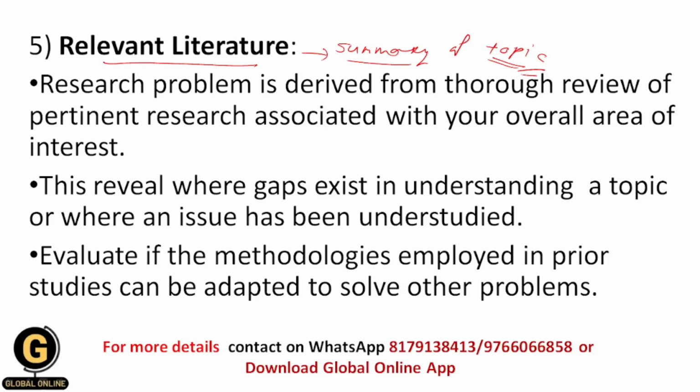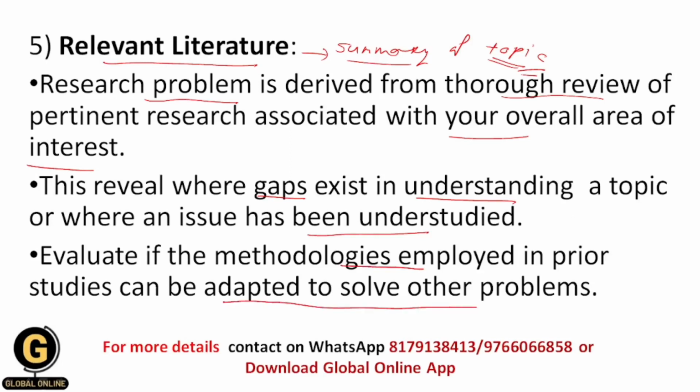How? Because a research problem is derived from a thorough review of pertinent research associated with your overall area of interest. Whenever literature is available, you study it thoroughly, and based on it you get an idea about your research problem. This reveals where gaps exist in understanding a topic or where an issue has been understudied. So you get to know where there are gaps in a particular research topic, or whether that topic has been studied or not.